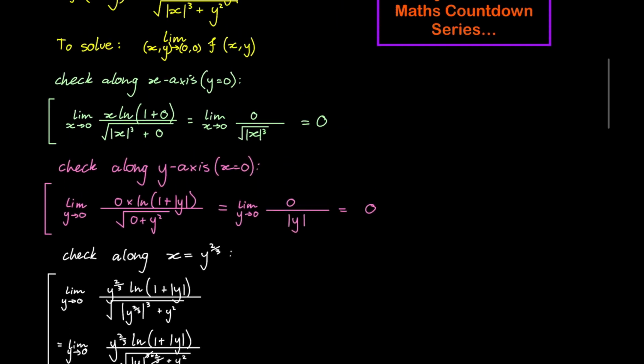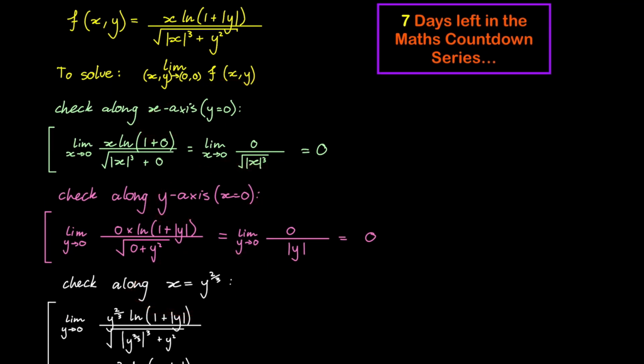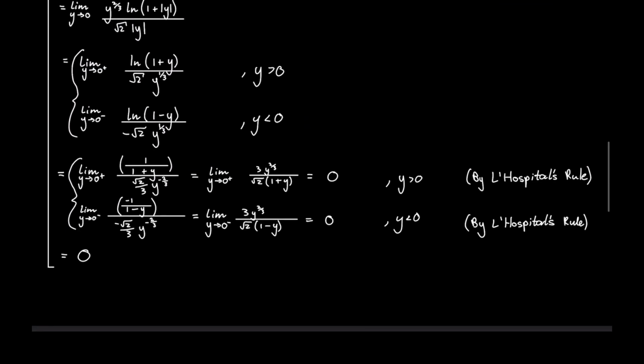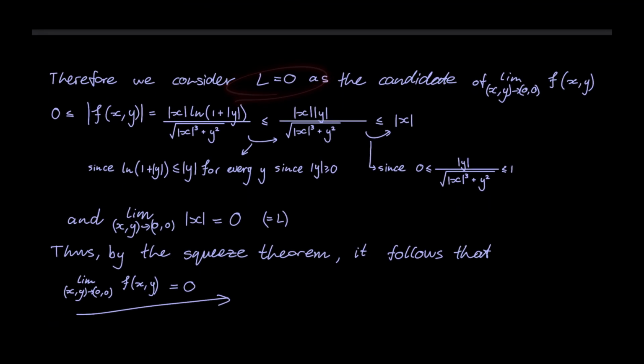Okay, so we've successfully checked our limit along these three paths, and we've got the same answer in all cases, which is 0, 0, and 0. So we can't safely conclude that our limit equals 0, and we can't safely conclude that it exists. However, we can't conclude immediately that it does not exist. So what we can do then is we can consider L equal to 0 as our candidate. So what that means is we're going to try and prove our limit to be 0 of f of x, y, as both x and y tend to 0.